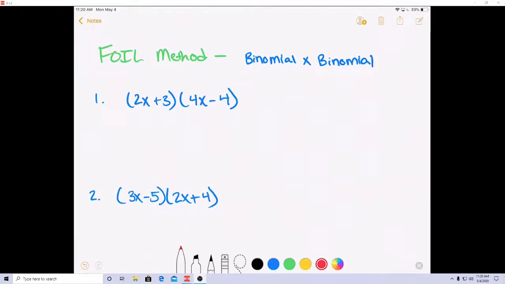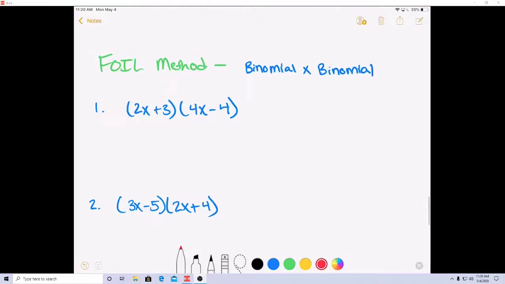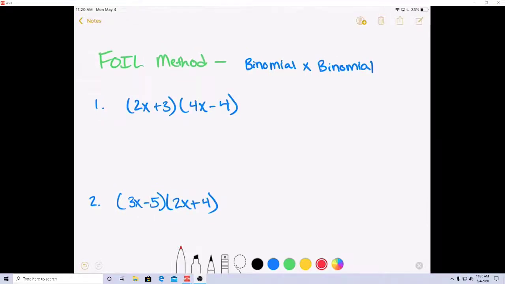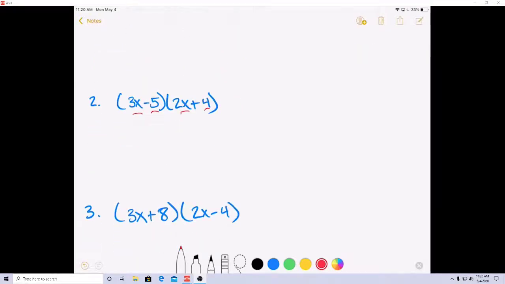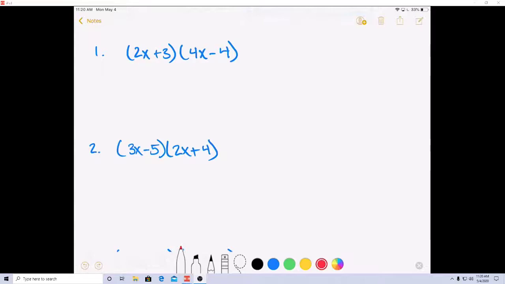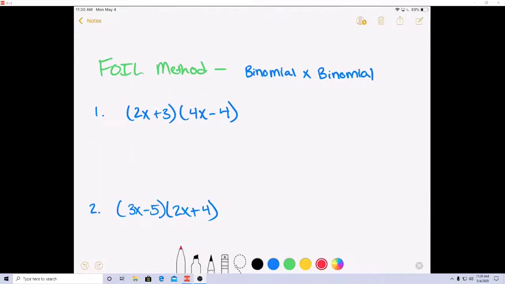And then we have the FOIL method. You're going to use the FOIL method when it's a binomial times a binomial. So in each of these problems, each parenthesis has two terms, making it a binomial. So we do the FOIL method, and here's what the FOIL method stands for.